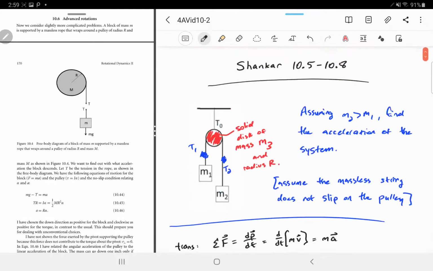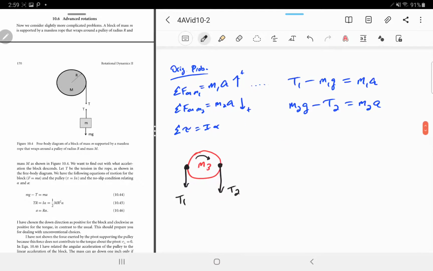So in other words, just from the physical scenario, if M2 is bigger than M1, we already know how the system is going to accelerate, and we know what's a good choice for the positive direction. So we're going to use that fact to help us out. We already know T2 is bigger than T1. We already know the thing's going to rotate clockwise. So why don't we choose clockwise to be our positive direction? So clockwise is positive.